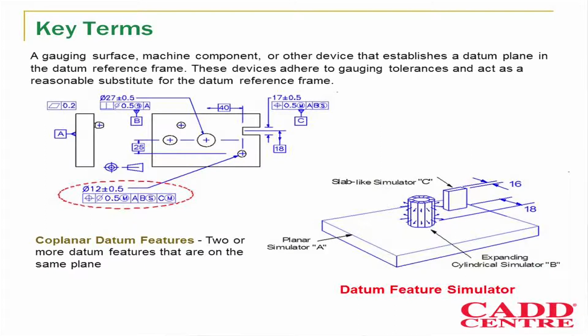When two or more features reside on the same plane, then we call them coplanar datum features. And a datum feature simulator is a gauging instrument which establishes a datum plane with a datum reference frame.